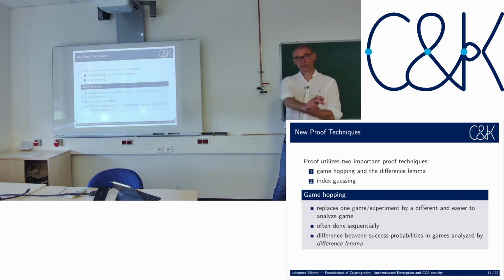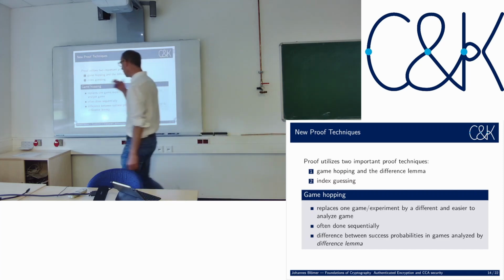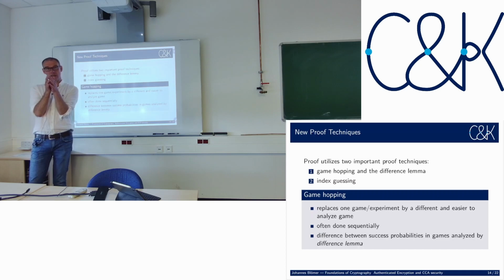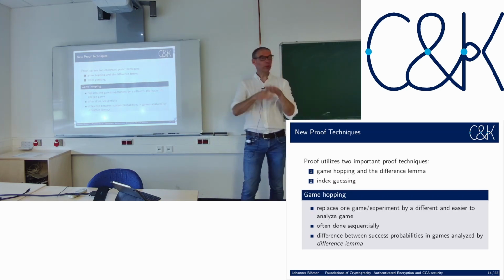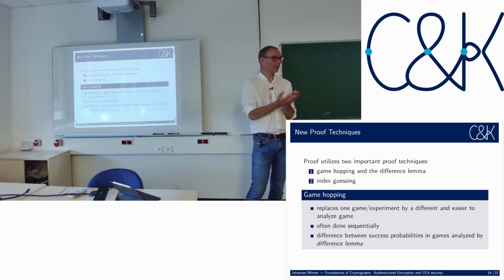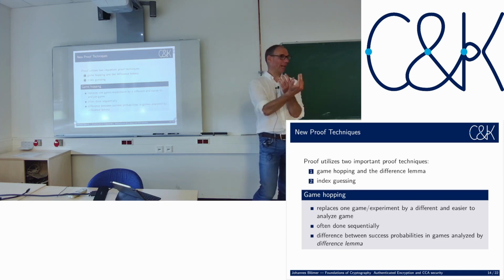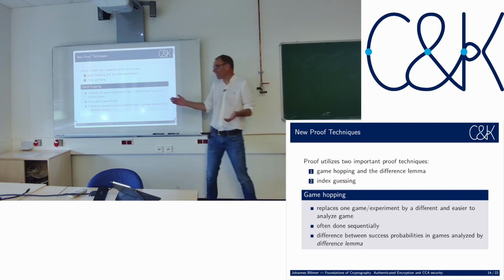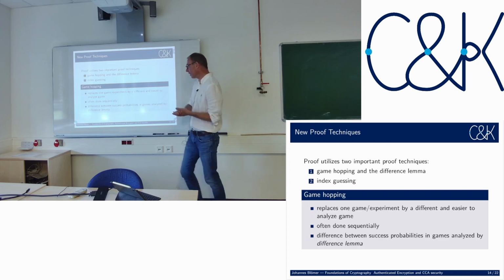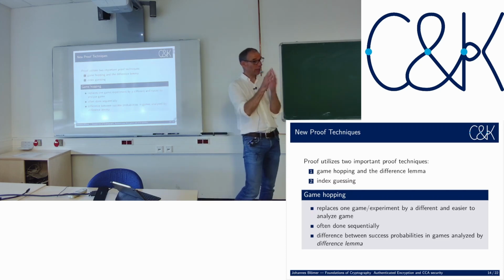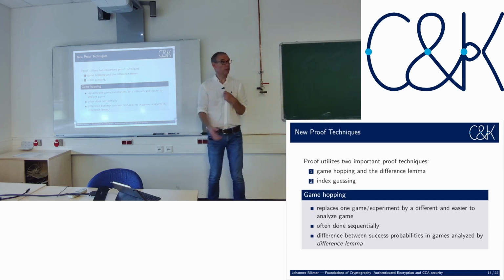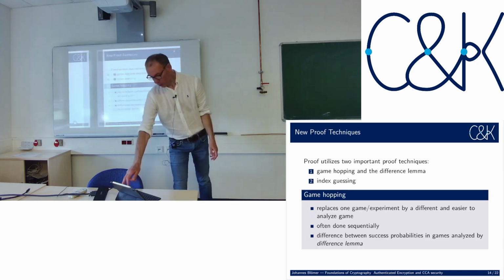In particular, game hopping, I would say every more complicated security proof in cryptography more or less uses this technique. So what we do in game hopping is we want to analyze one game. In our case, the CCA security game. Yeah? But that's too difficult for us. So what we do, we replace it by a different and easier to analyze game. Okay? But then obviously we have to relate the two games. I mean, this is easier to analyze, it's nice, but what does that tell us about the original game, right? So then what we do is that we argue that the difference in success probabilities between the two is very small, or we analyze the difference in the two success probabilities. And we do that using the so-called difference lemma.